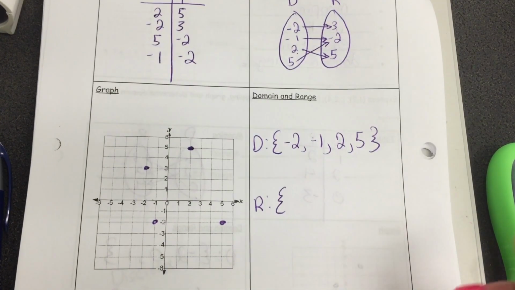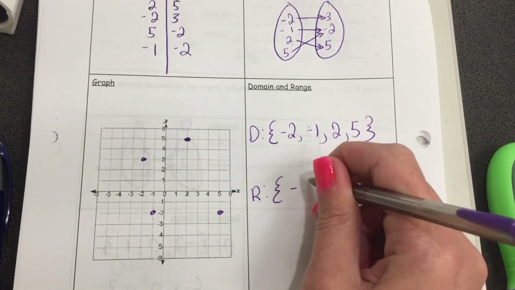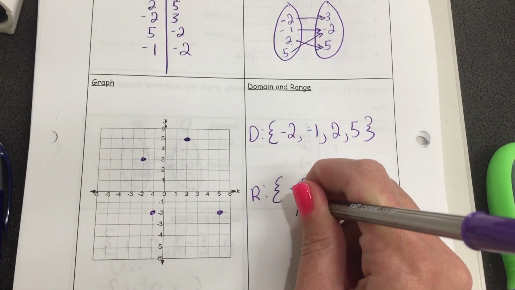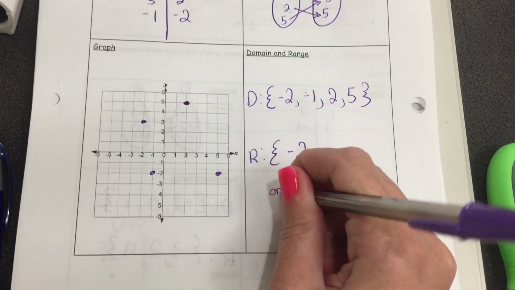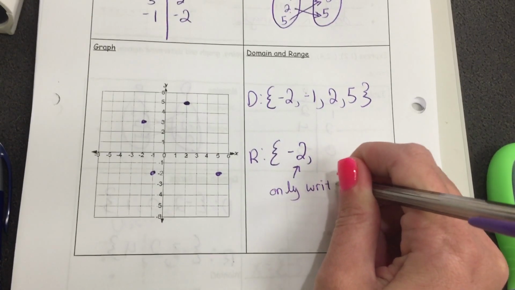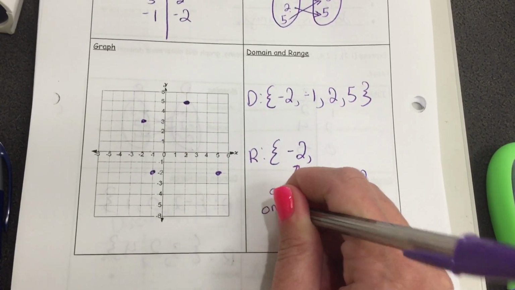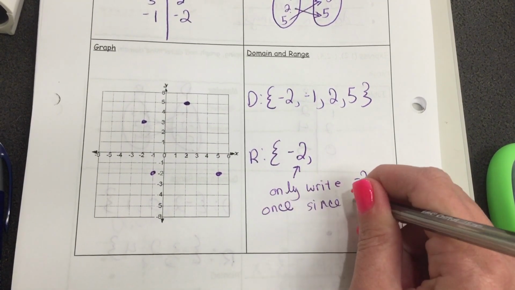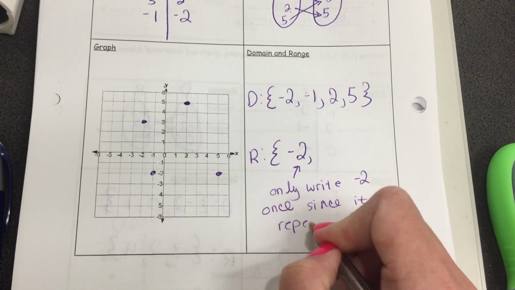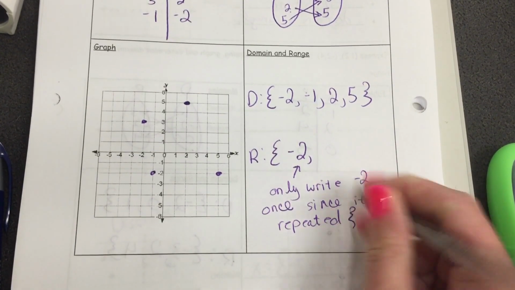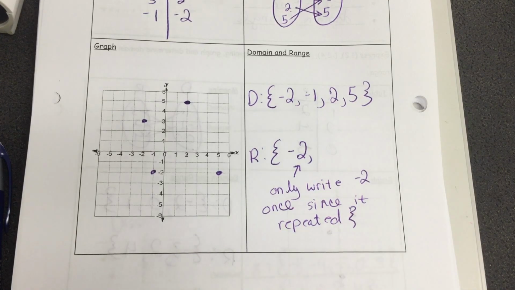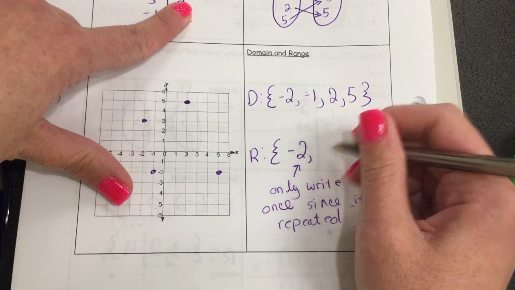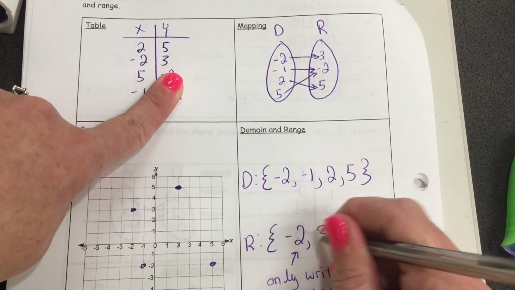Okay, so for the range, we have -2, but we have another -2, but we're only going to write it once. So you only write -2 once since it's repeated. All right. So we have -2 and then we're finished. So that takes care of both of these. So we have 3 and 5 left.